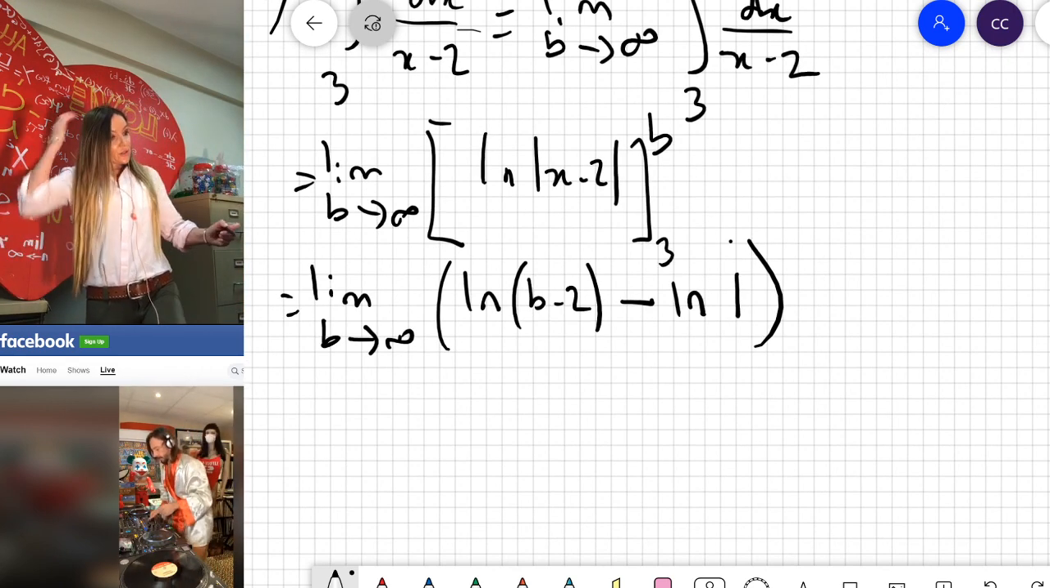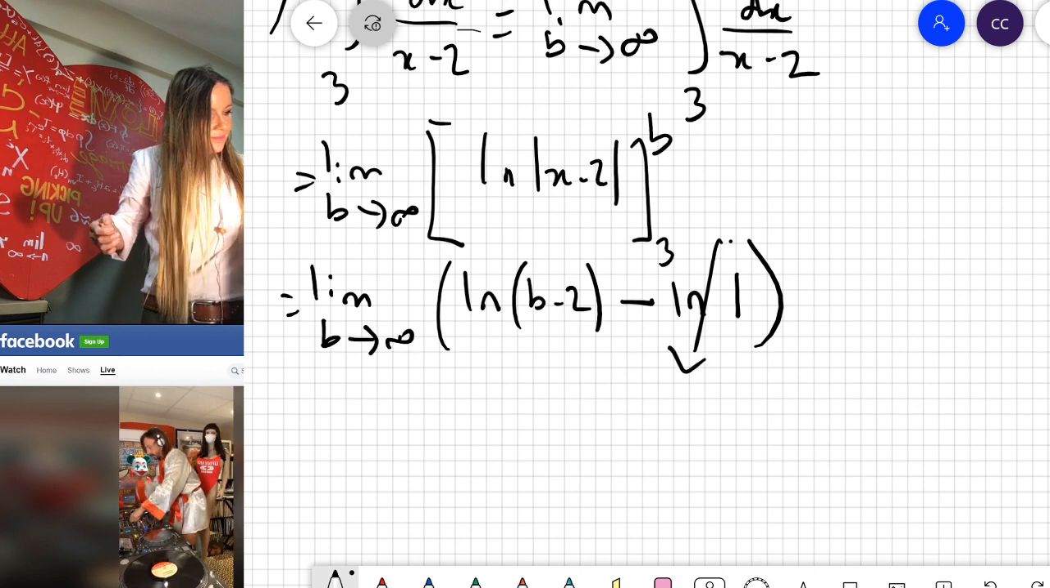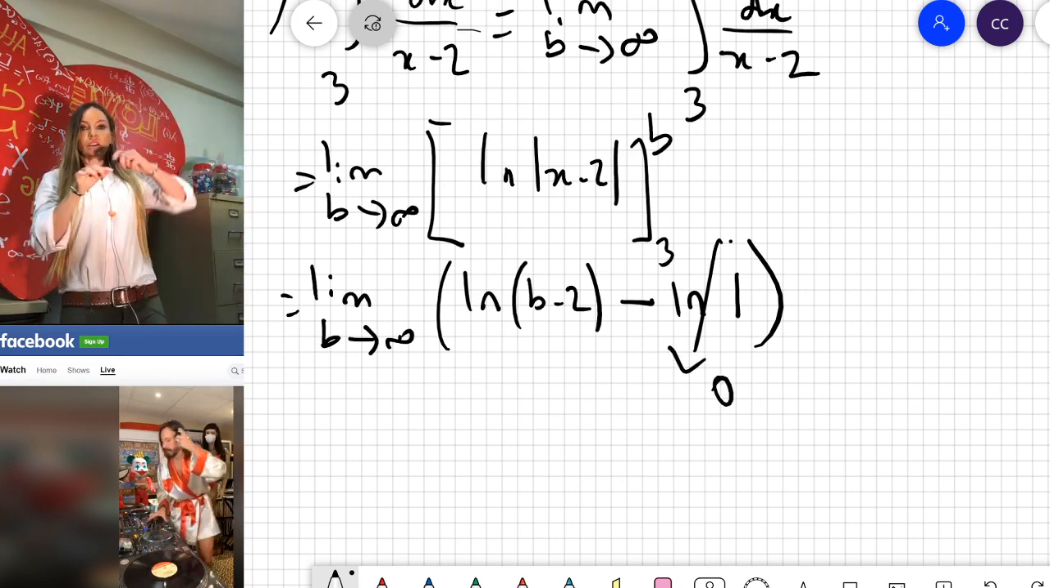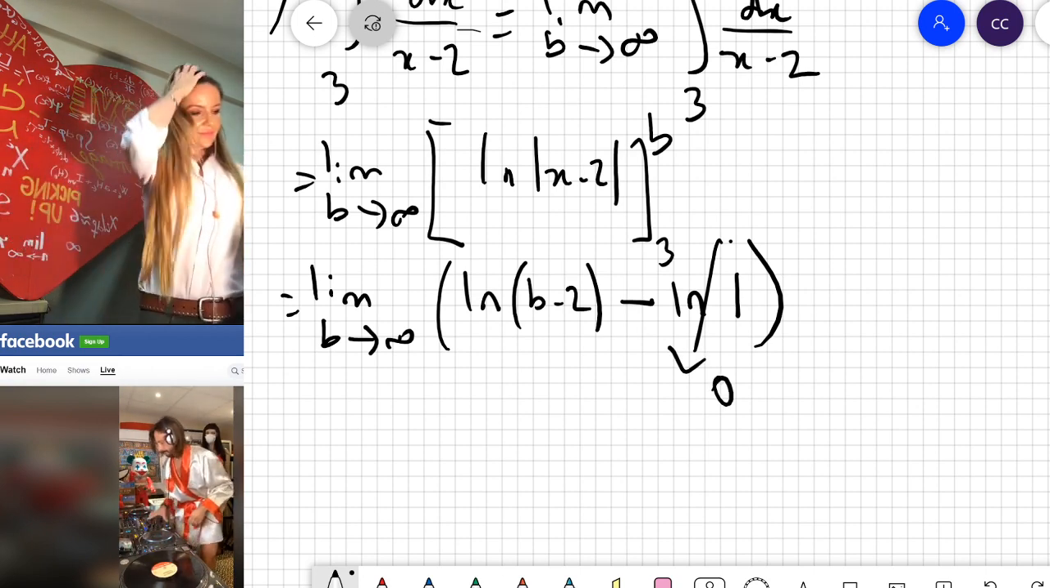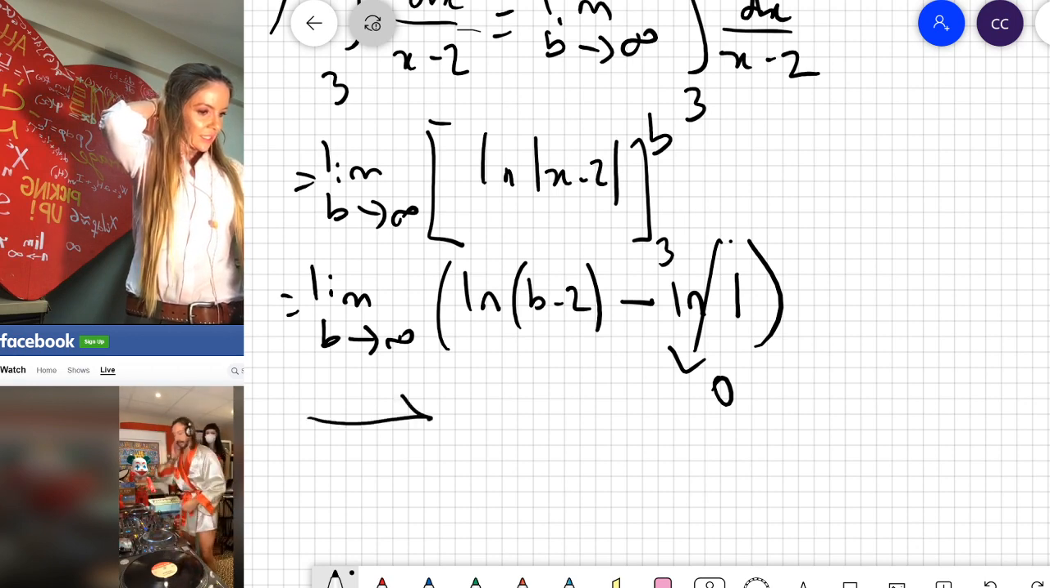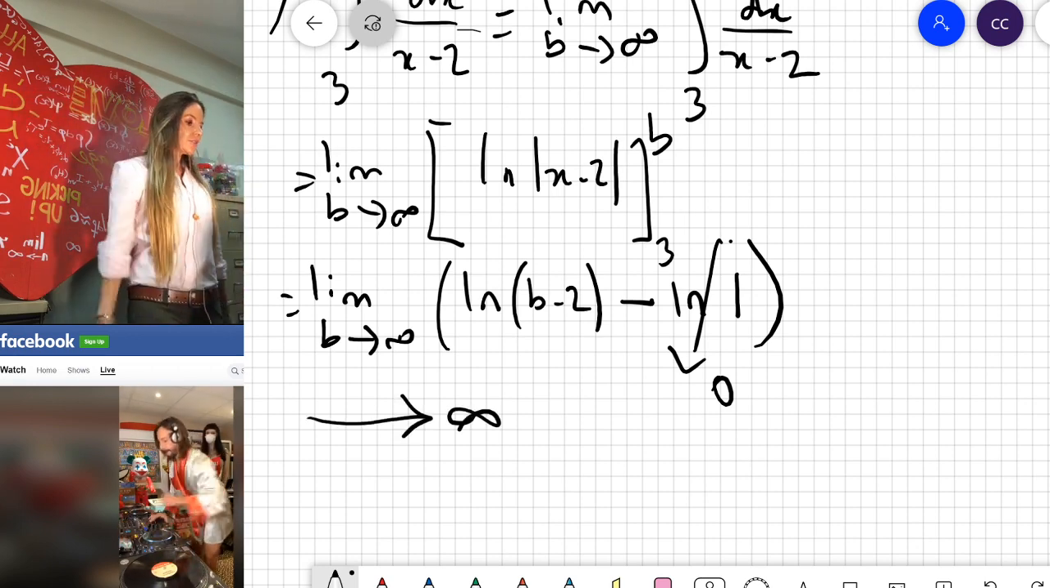And as B goes to infinity, so that's zero, and the log. This just doesn't converge. It heads to infinity.